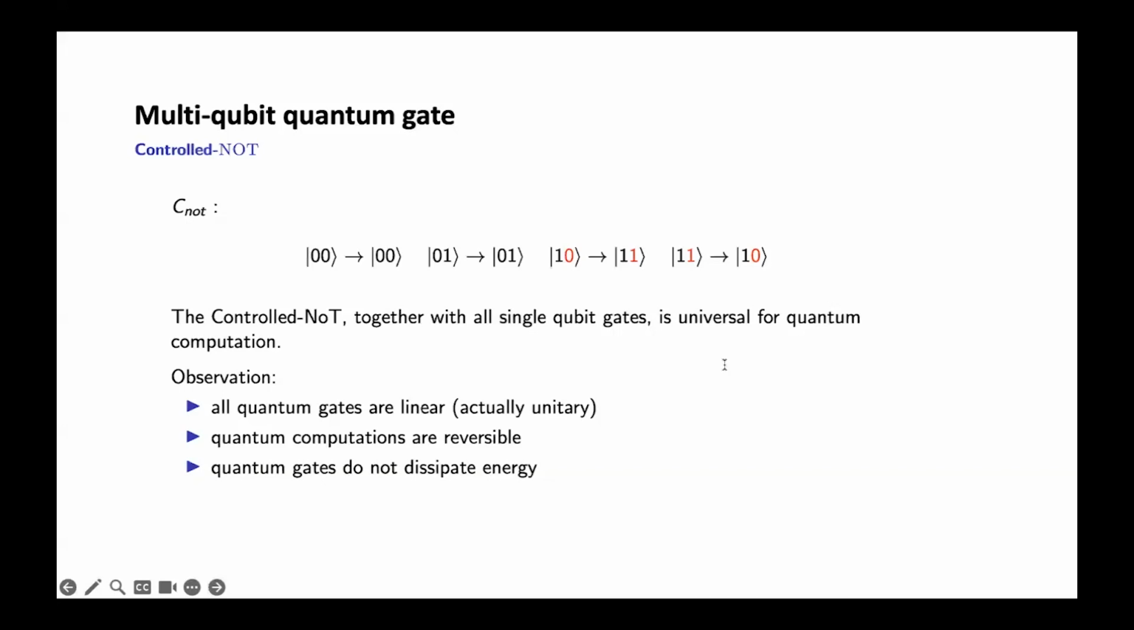If you are here, this is 1, it flips to 1, 0. So this is a very important gate. The reason that I mentioned it is that, together with all single qubit gates, it is universal for quantum computation. And here are some observations that are very typical for this sort of thing. All quantum gates are linear, actually unitary. Quantum computations are reversible. Quantum gates do not dissipate energy.